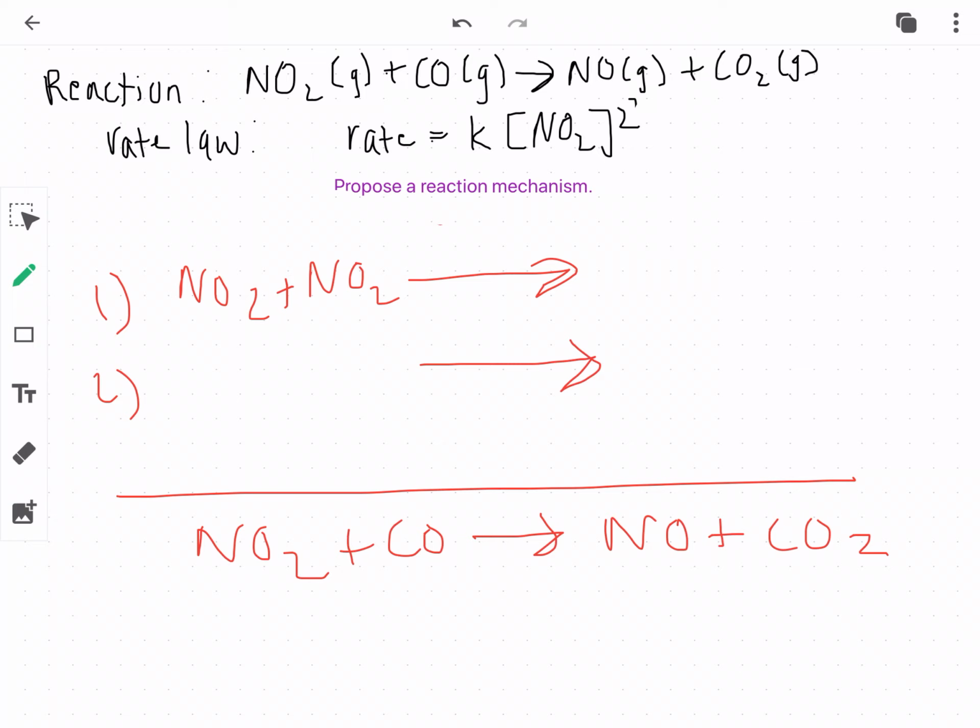But notice how there's only one NO2 molecule in the overall equation. That suggests that we have to cancel out one of the NO2 molecules. We can do that by adding an NO2 over here.